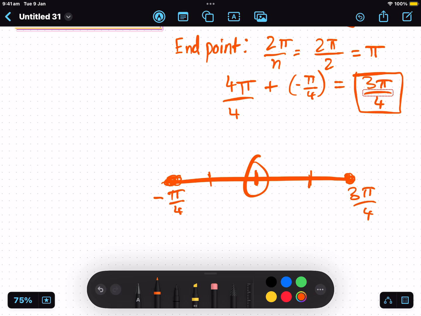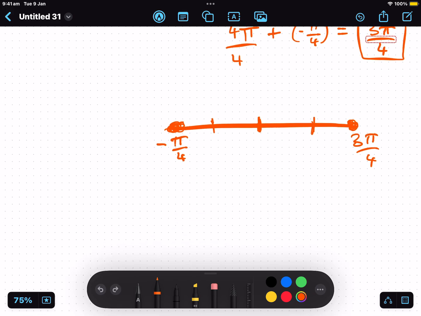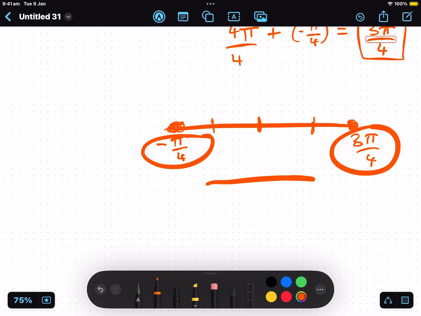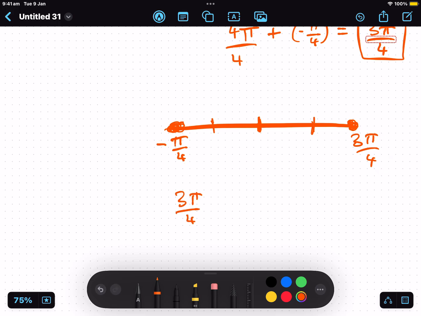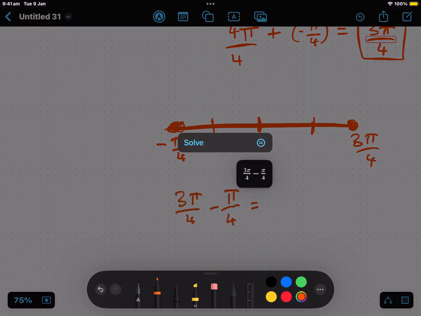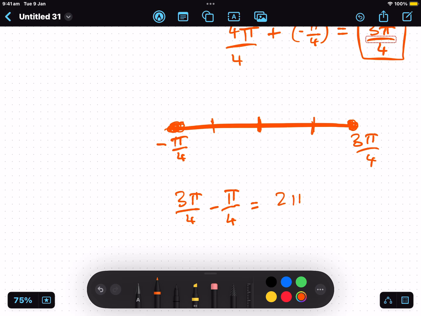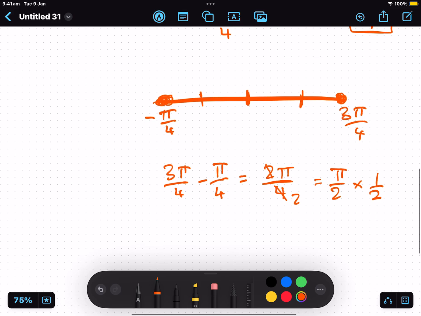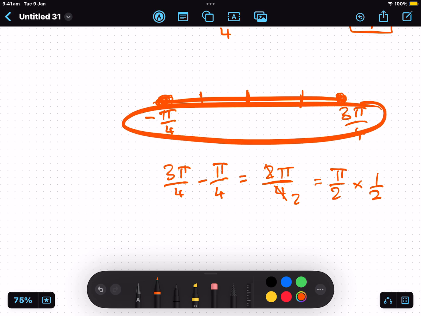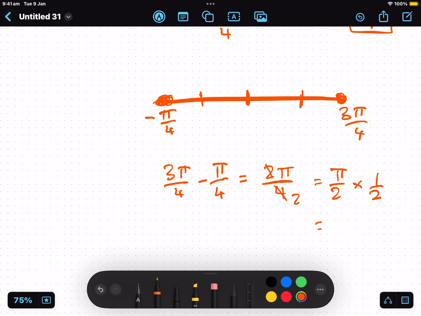So the middle, how would we find the middle? What we will do is use the midpoint formula. So it'll be this plus this over 2, or divide by 2, right? So we go 3 pi over 4 plus negative pi on 4, which will be 2 pi on 4. So this is obviously pi on 2. But what we do further is pi on 2 divided by 2, or times by half, because we're finding the midpoint. So we're adding these two together and dividing by 2 to find the midpoint. So it'll be pi on 4.